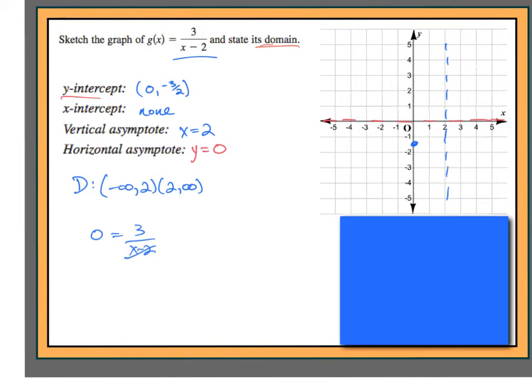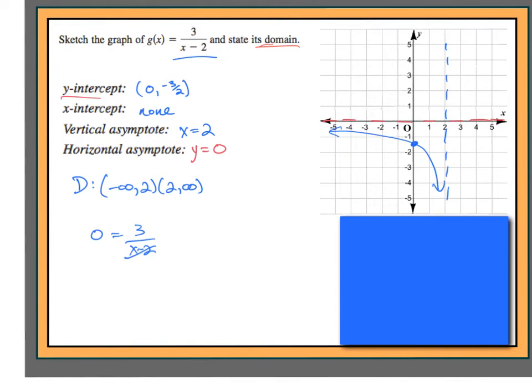So now we're ready to sketch our little graph. Do I know if it's going to hug up or if it's going to hug down? It's going to hug down because I already have a test point. All right. So this is going to start hugging down there. And then on the other side, is it going to hug up or is it going to hug down? Do I know yet? No.